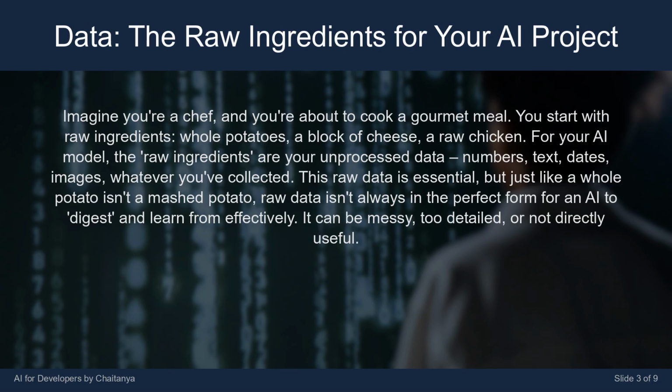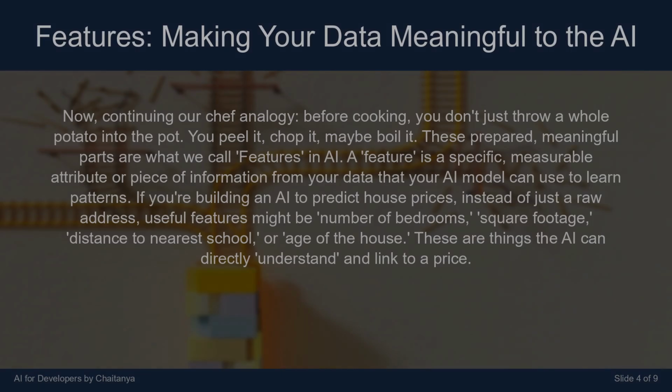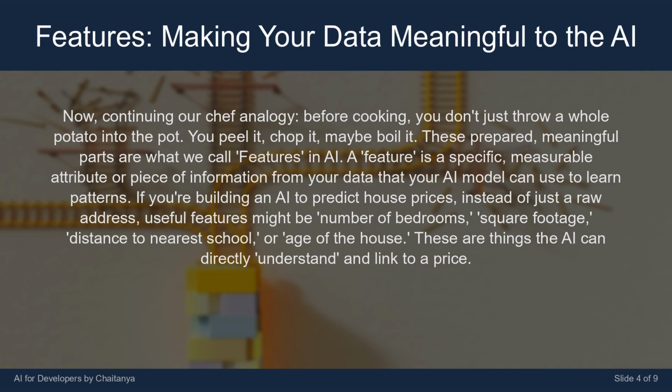But just like a whole potato isn't a mashed potato, raw data isn't always in the perfect form for an AI to digest and learn from effectively. It can be messy, too detailed, or not directly useful. Now, continuing our chef analogy, before cooking, you don't just throw a whole potato into the pot. You peel it, chop it, maybe boil it. These prepared, meaningful parts are what we call features in AI.